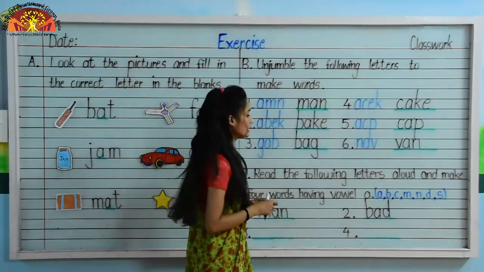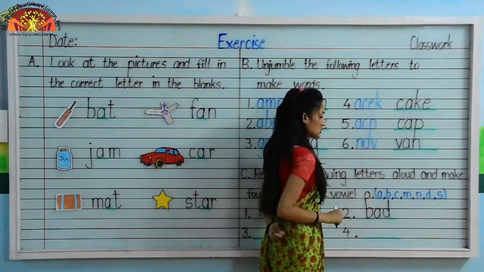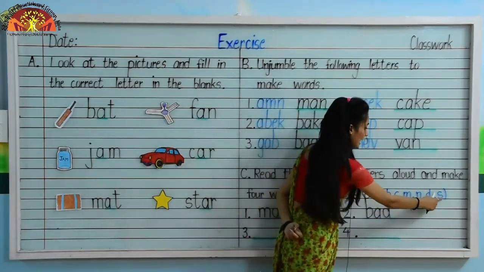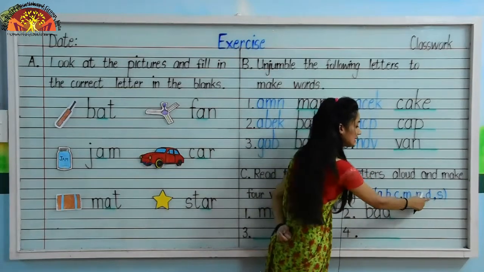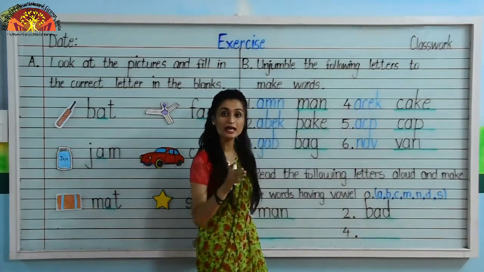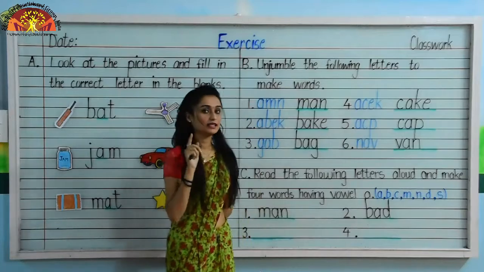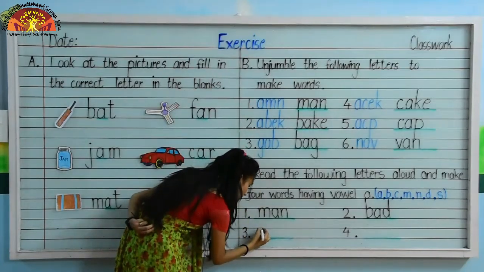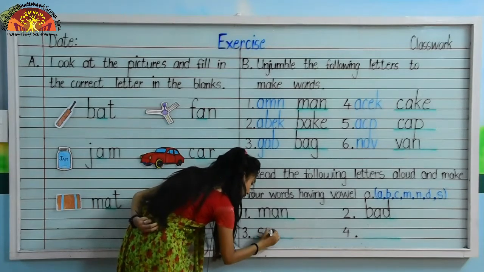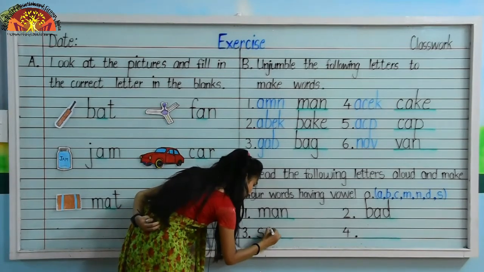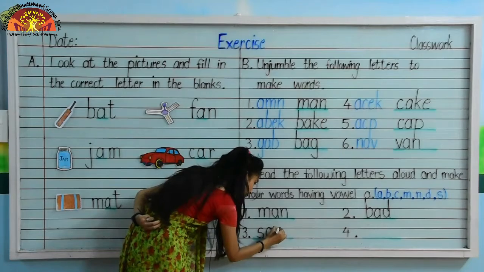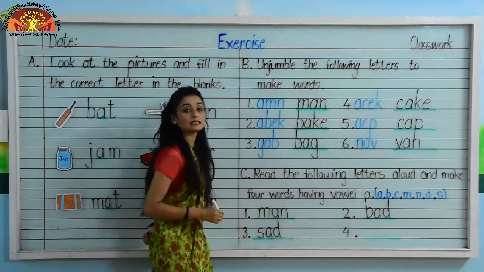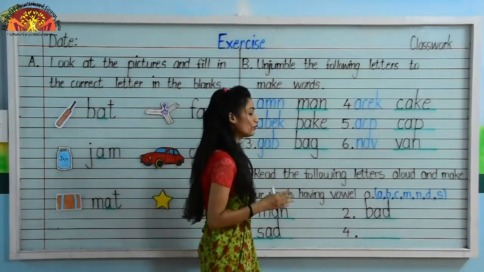Which word can we make? Look over here and search. We can make the word sad. S-A-D. Sad. This is our third word. So write over here S, A, D. Sad. Okay. Now fourth word.